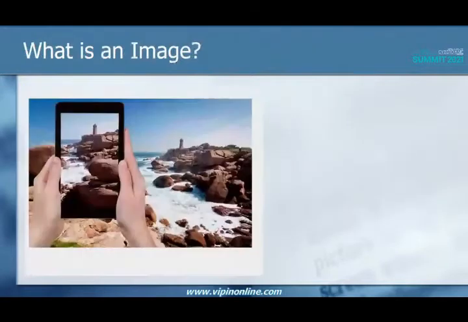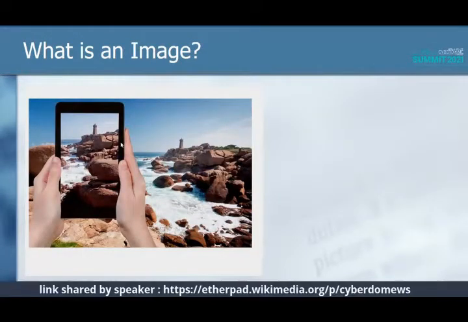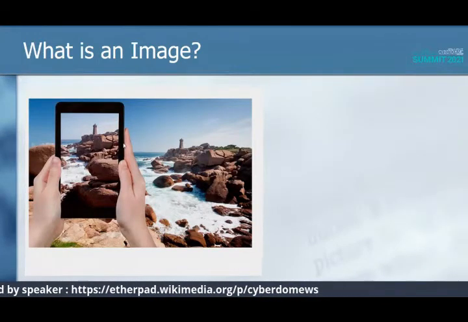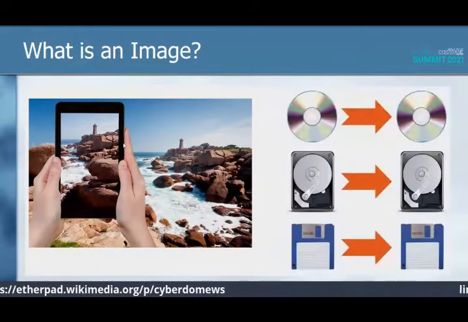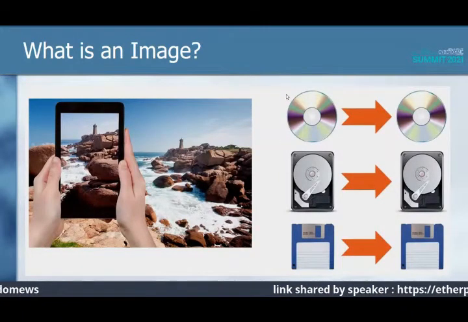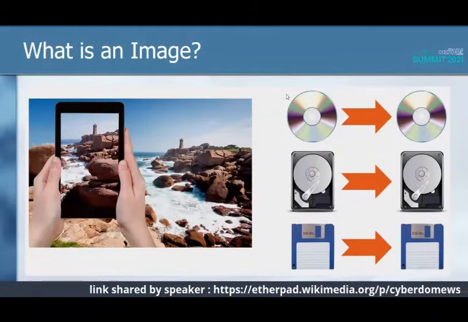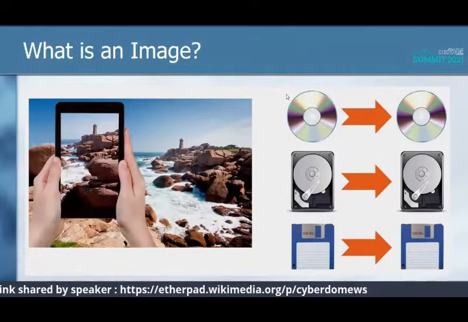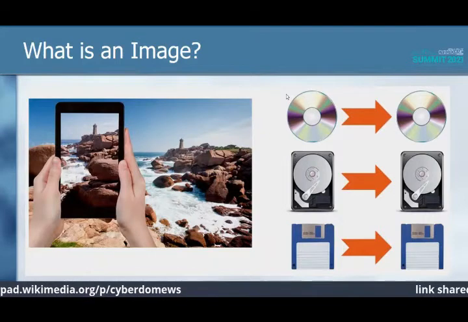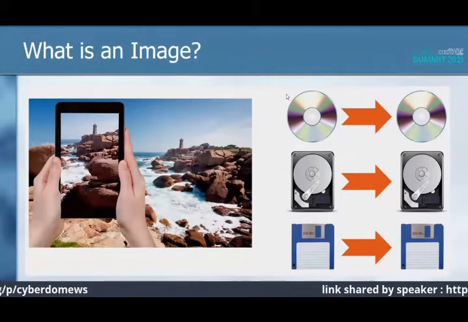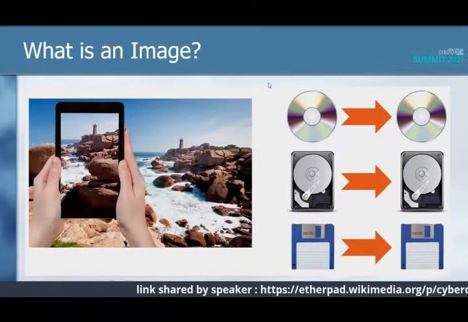Are these the ordinary images or the other kind of images? These are not the photos that we usually capture using our mobile phones or digital cameras. These are the exact copies of the original source media. If it is a CD, the whole contents of the CD. And if it is a hard disk, the whole contents of the hard disk. And if it is a floppy, the entire contents of the floppy. That is the meaning of this imaging process.